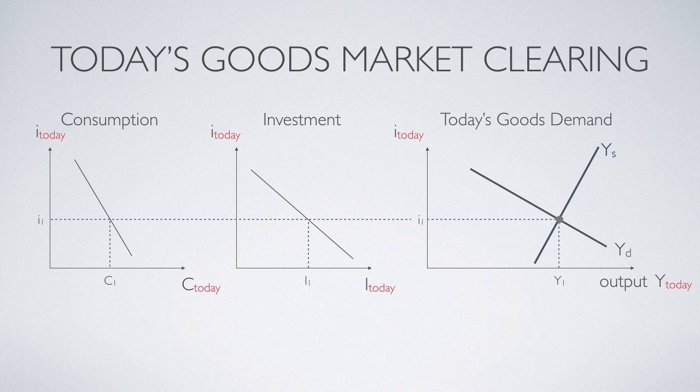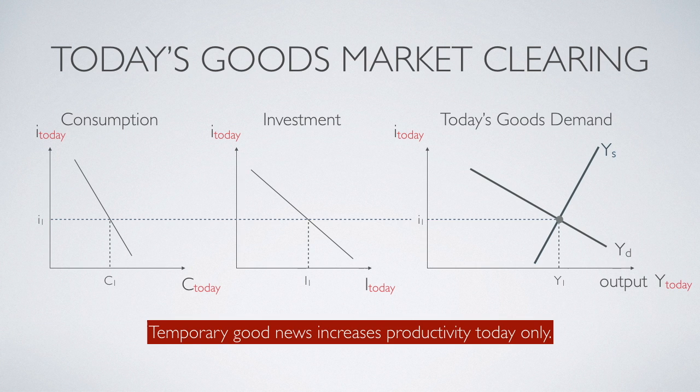Now we want to use the diagram to analyze what will happen when there is temporary good news on the supply side. We only focus on today's goods market clearing. So suppose originally the market is in equilibrium, so the equilibrium interest rate today is little i1, and the equilibrium total output is Y1. Now suppose there is some good news that can increase today's productivity only. Here I put down "only," which means this good news only lasts for one period.